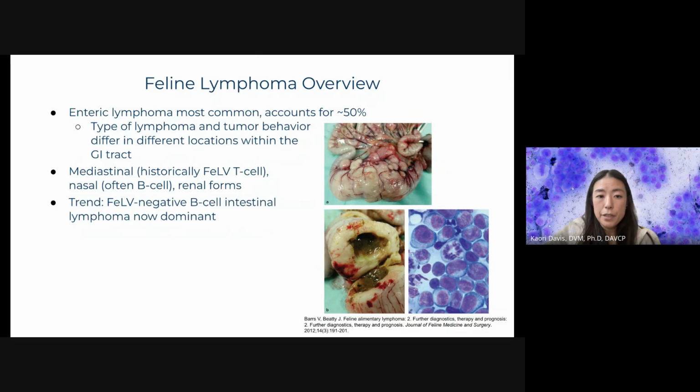Historically, the FELV-induced T-cell mediastinal lymphomas were very common. And also, nasal B-cell lymphoma is another common one in cats. But nowadays, most cats are FELV negative. So these days, the FELV negative B-cell intestinal lymphoma is more common than the FELV-associated lymphomas.